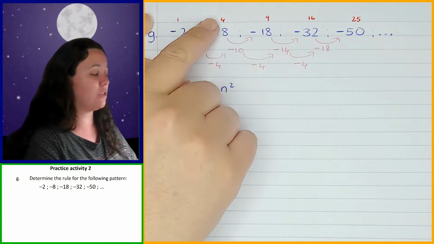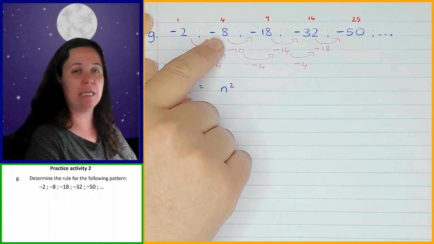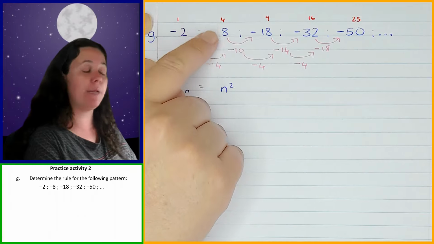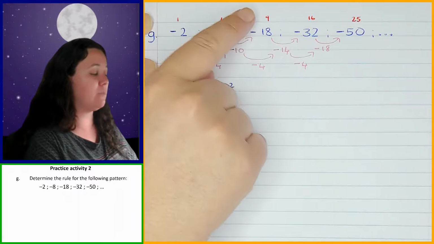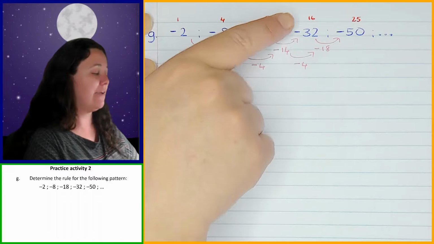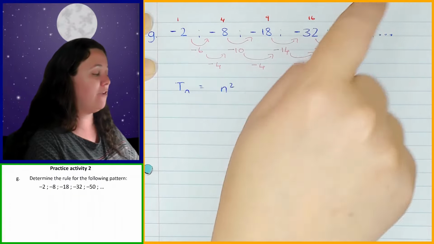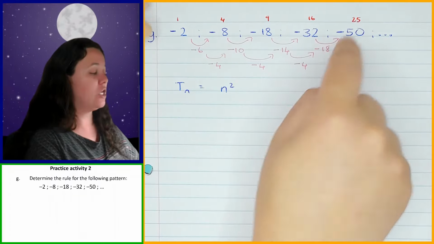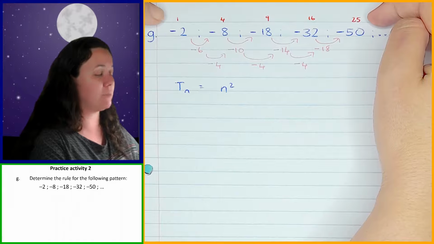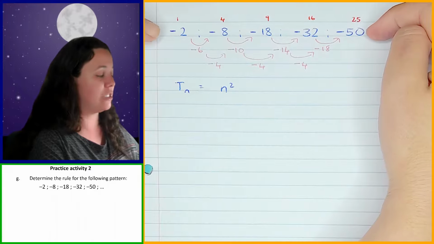If I subtract 3 from 4, I'm not going to get -8, I'm going to get 1. But if I multiply by -2, I will get -8. If I multiply this by -2, I'll get -18. If I multiply 16 by -2, I'll get -32. If I multiply 25 by -2, I'll get -50. So I need to multiply all of these terms by -2 to get this pattern over here.